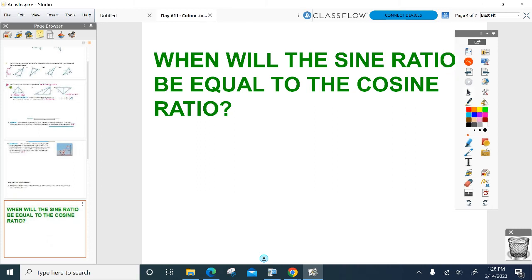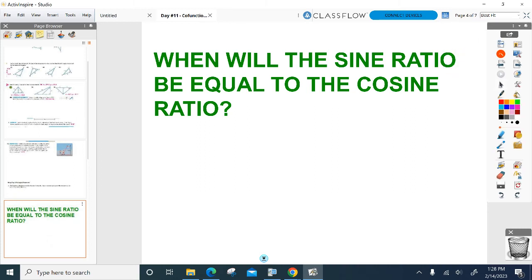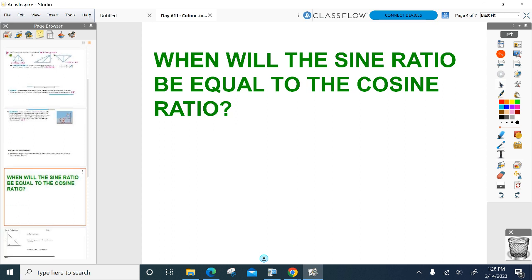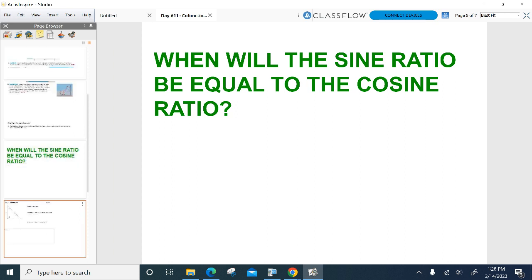Here's what we're going to be able to answer before we walk out the door today. I got my sine ratio, opposite over hypotenuse, and I have my cosine ratio, adjacent over hypotenuse. When are they equal to each other? When are they going to be always equal to each other? So let's examine that first.